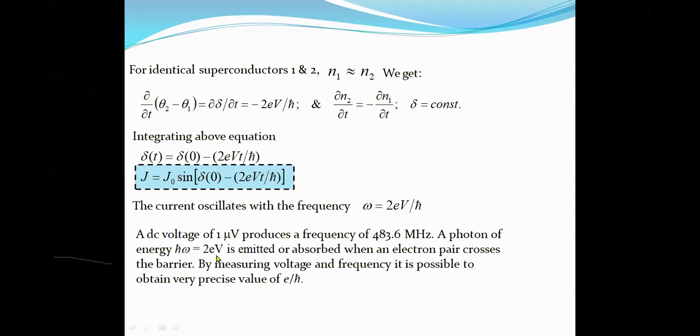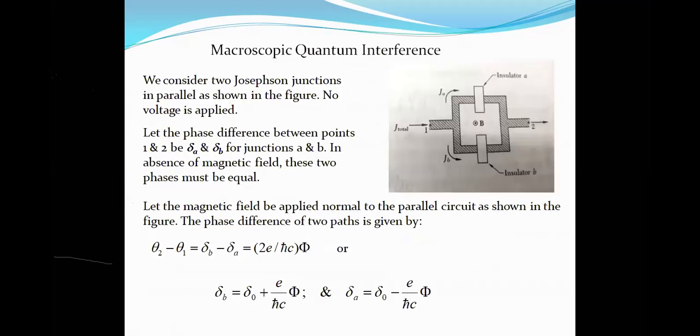ओके, सो this is the AC Josephson effect. Okay, now this is the last chapter in this one. This is called microscopic quantum interference. अब इसमें जो डिवाइस है वो देखो आप, it is of this kind.